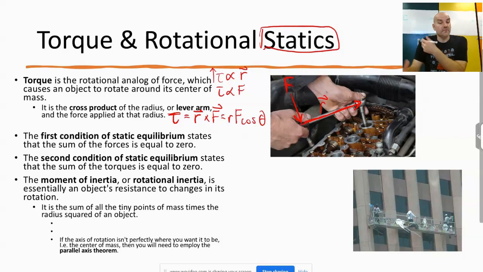Something you're going to see pop up now is something called the moment of inertia, or rotational inertia. Essentially, it's like mass. It's the rotational equivalent to mass. It's just resistance to changes in rotation.